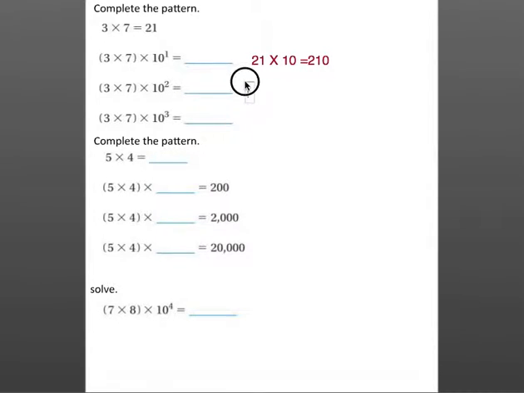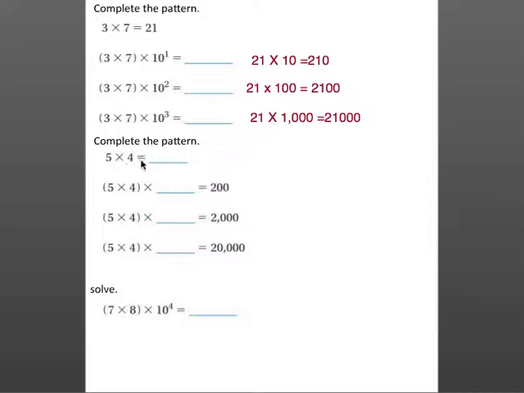And then if I look at my second number, I'm doing 3 times 7 again, which equals 21. And 10 to the second power equals 100. So 21 times 100 equals 2100. We're just using mental math. Again, I'm doing 3 times 7, which equals 21. 10 to the third power, which equals 1,000. And 21 times 1,000 equals 21,000. So that's just the pattern that you're using to help you solve it in mental math.